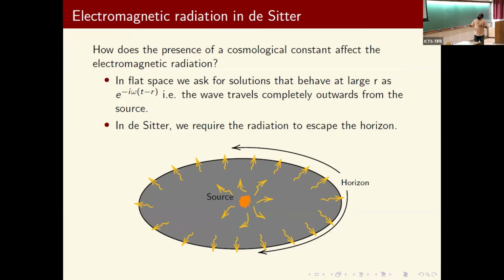And in de Sitter, similarly, instead of at very large r, we'll just demand that because there is a horizon, at the horizon the things are going out and nothing is coming back from the horizon. That's a very natural boundary condition to put.